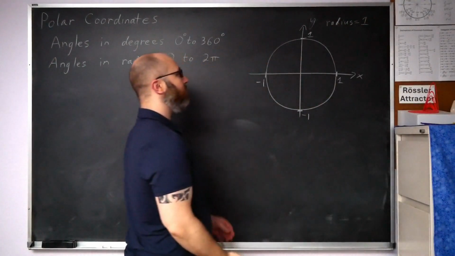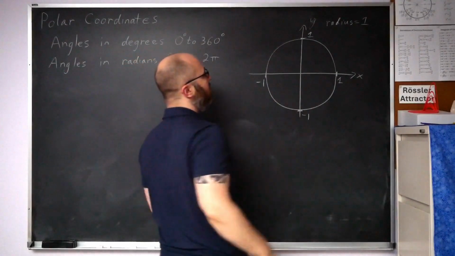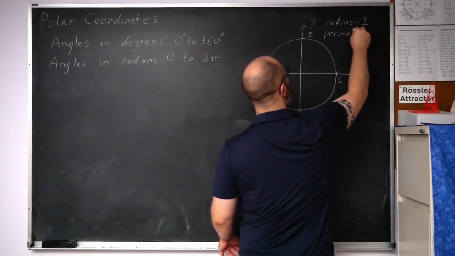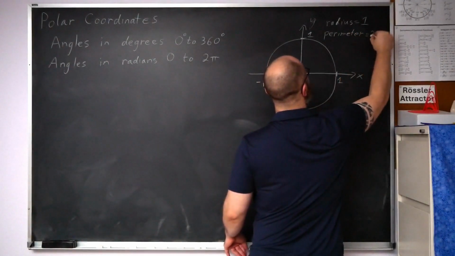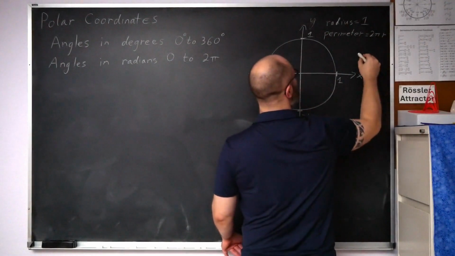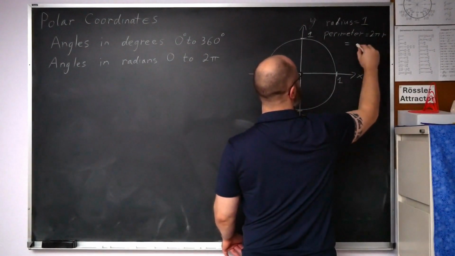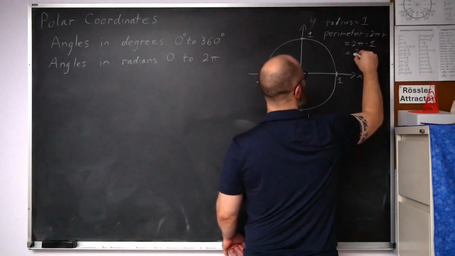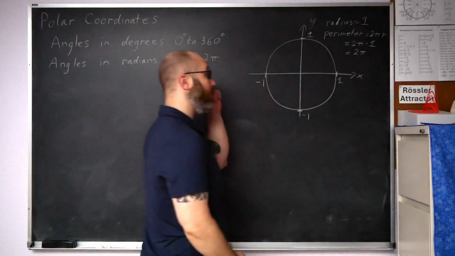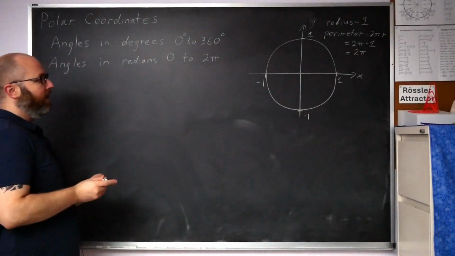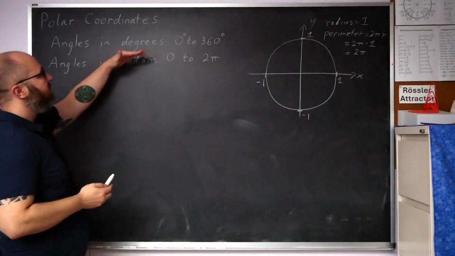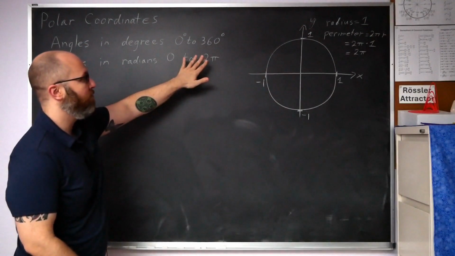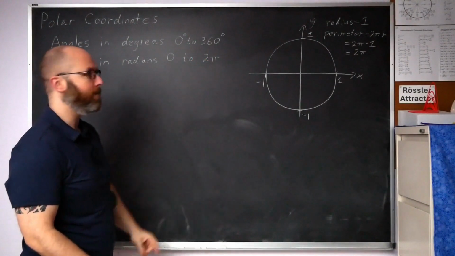And then what's its perimeter? The perimeter is 2 pi r, but if r is 1, it's 2 pi times 1. So the perimeter of a unit circle is length 2 pi. When you use degrees, it doesn't really correspond to a length of anything, but when you use radians, you're talking about a length on the unit circle.